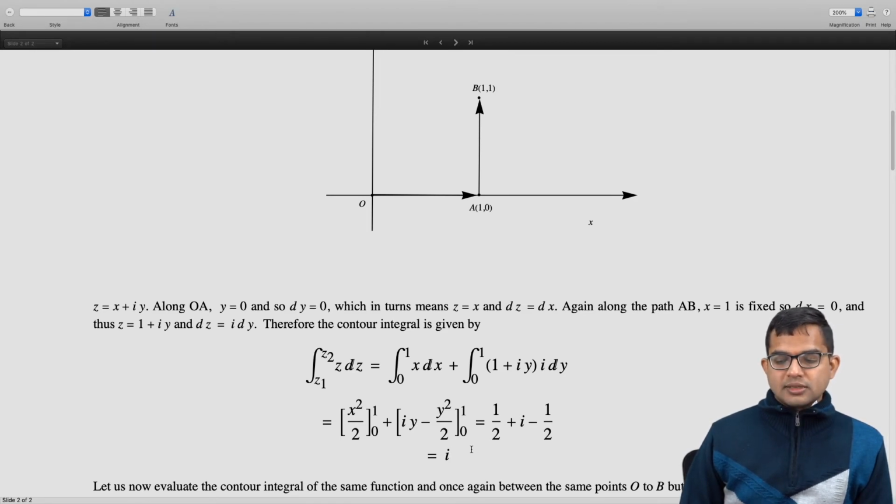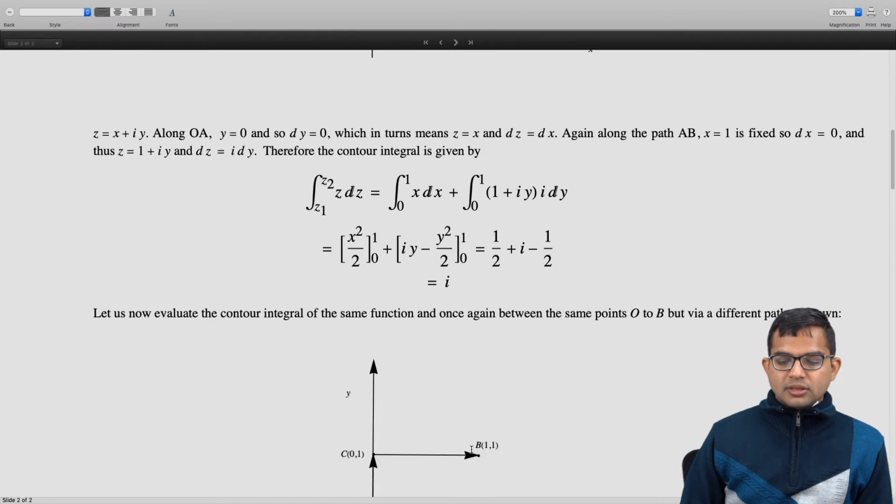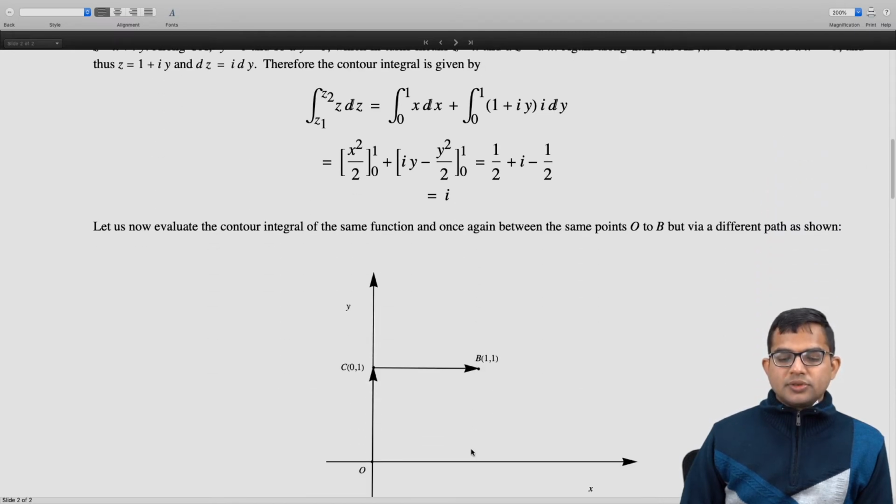So the integrand is the same, and the starting point and the ending point are the same, but I take a different path. Suppose I take this alternate path, which is first if I go along the y direction up to the point (0, 1), and then I take a right turn and go to point B in a direction parallel to the real axis.